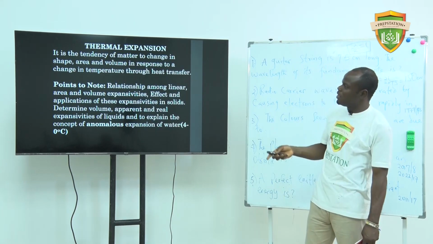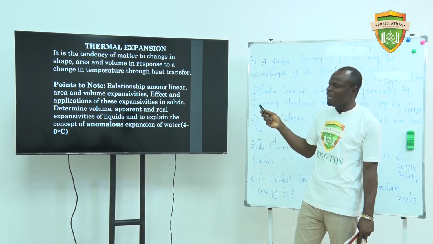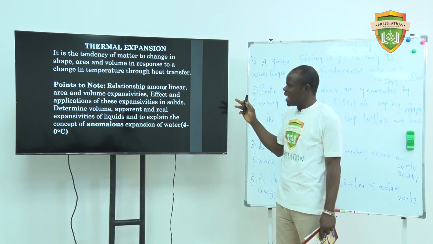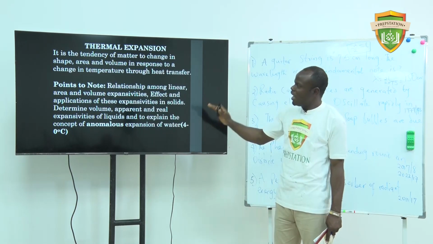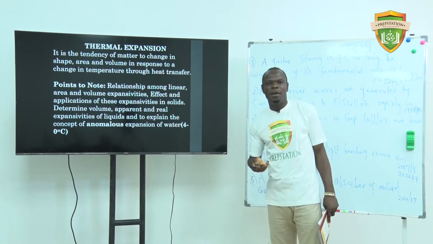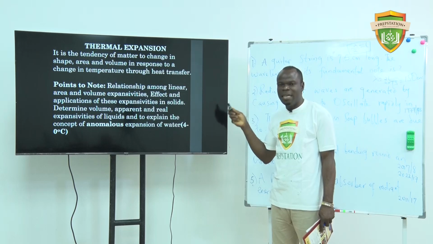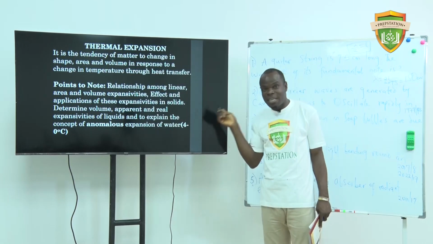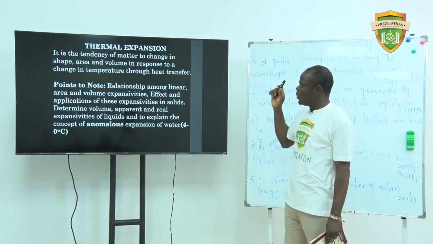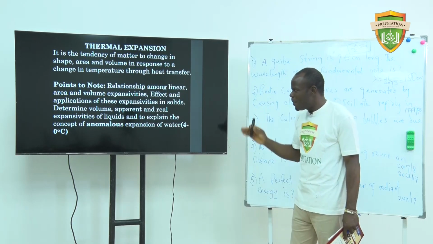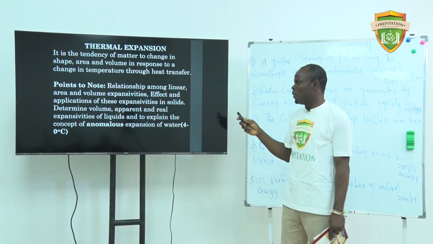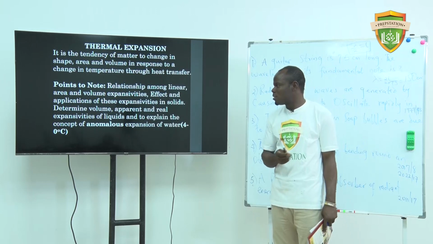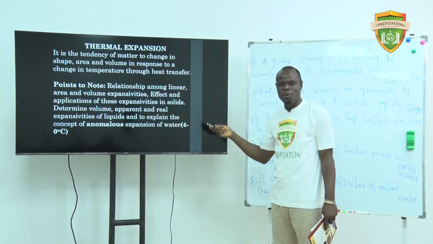Let's look at this point. Let's note this one. Relationship among linear, area, and volume expansivities, effect and application. All these I'm giving you here are required in your JAMB exam. We're going to look at the relationship among the linear, area, and volume expansivities. You talk about the effect and application of these expansivities, and then you are going to determine volume, apparent and real expansivity of liquids. And you should always be able to explain the concept of anomalous expansion of water. This question is always repeating itself.